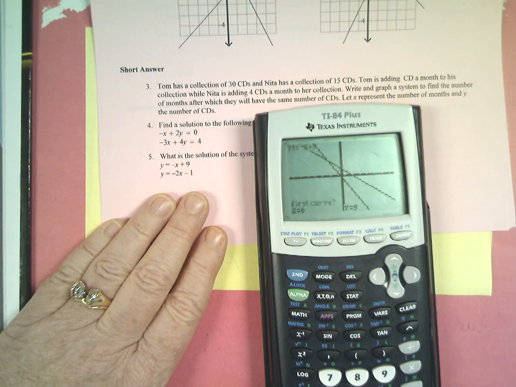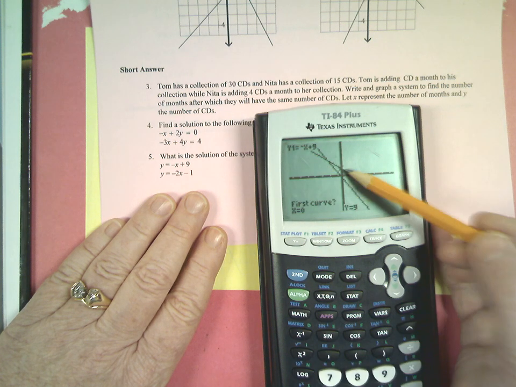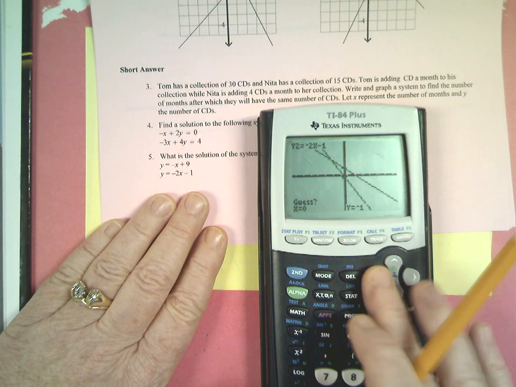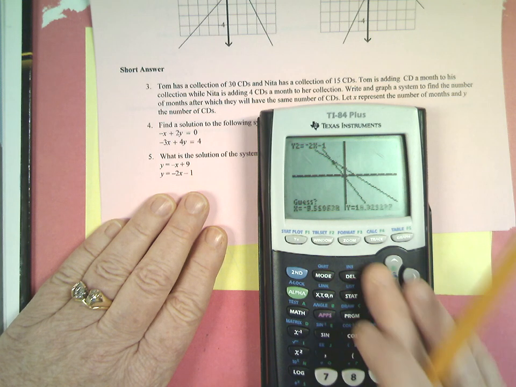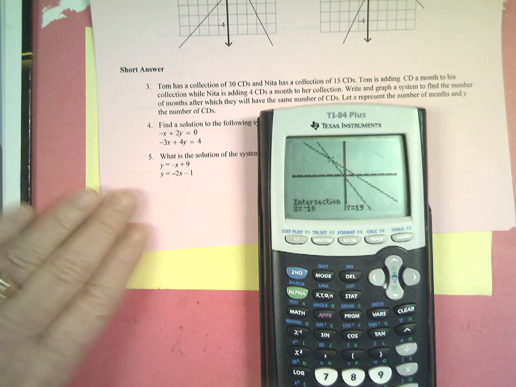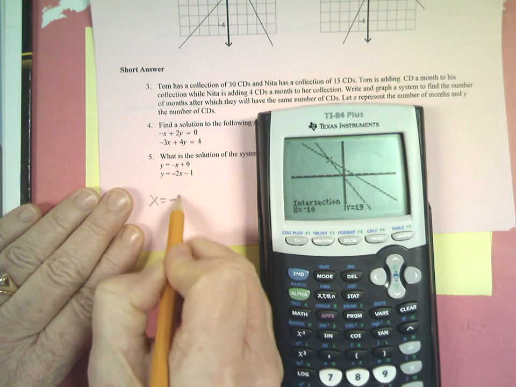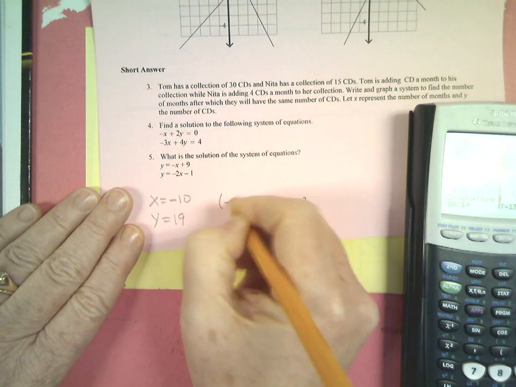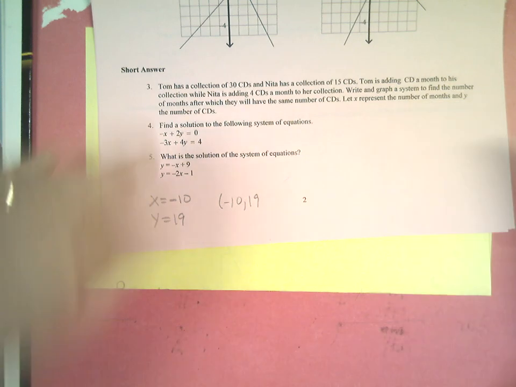Calculate the intersection. Is this the first curve? Yes. Is this the second curve? Yes. And then I'm going to get over there on the intersection. And it tells me my answer is negative 10, 19. So this answer would be negative 10, 19.